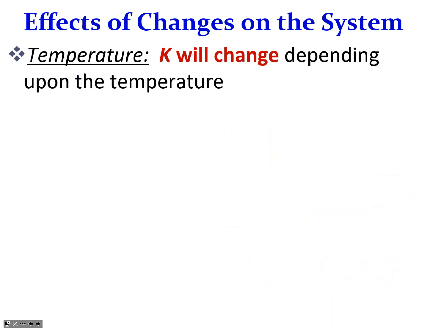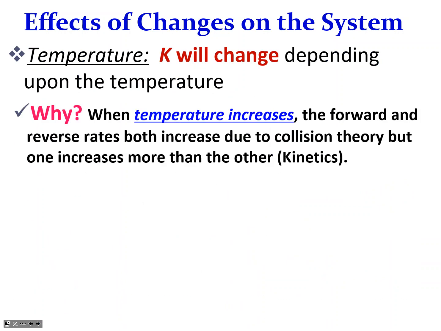Now, one other thing to note about temperature. Temperature changes K. The K number, the proportion number, will change. Why that is has to do with kinetics, and we're going to get into more about the kinetics later. But basically, what happens when you increase temperature is the average kinetic energy of the particles, in general, is higher. They're all moving faster.